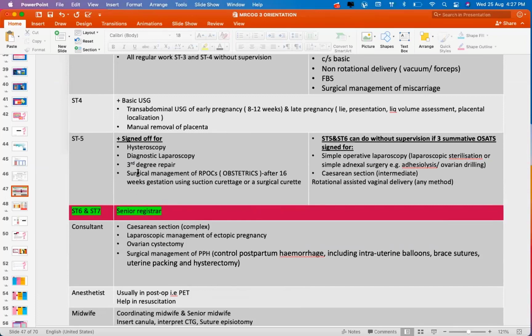So in the labor ward, if you are working as an ST5, and you find some procedure that needs hysteroscopy, some procedure that needs laparoscopy, or third degree repair, you can say that I will do that, because I have been signed off, so I will do that.